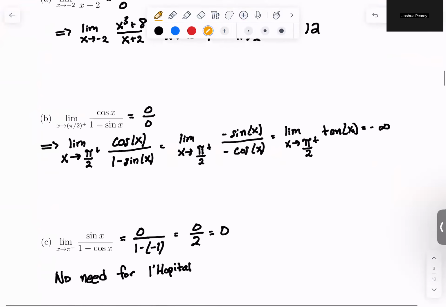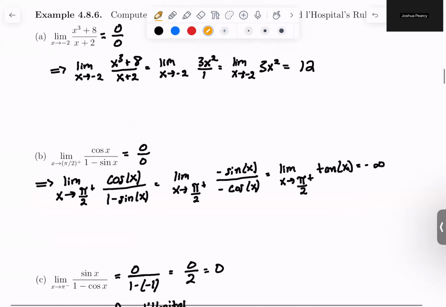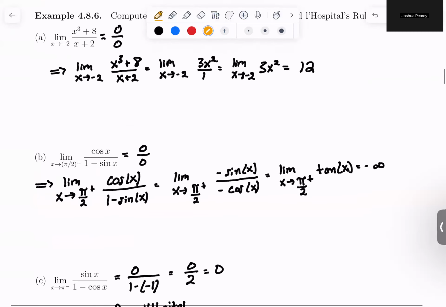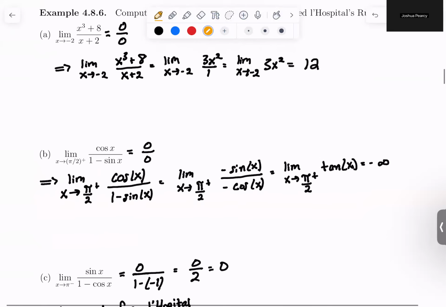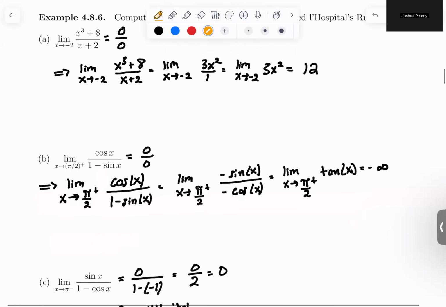So it says the limit as x goes to pi over 2 from the right-hand side of cosine x over 1 minus sine x. If I plug in pi over 2 for x in both, I get 0 over 0. So I have an indeterminate form, so I can apply L'Hopital's rule. Differentiating the numerator, the derivative of cosine x is minus sine x. And differentiating the denominator, the derivative of 1 minus sine x is minus cosine x.